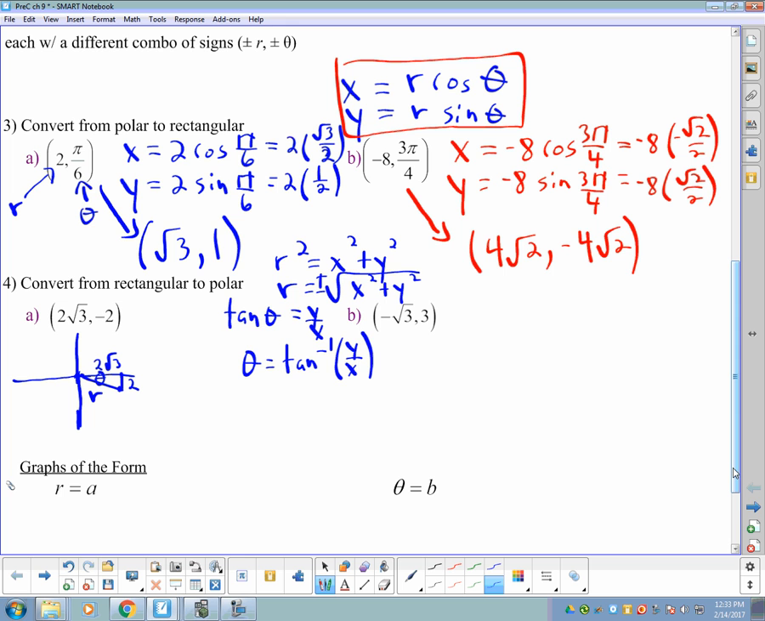So r is equal to the square root of 2 squared plus 2 root 3 squared. So I've got 4 plus, do you know how to do 2 root 3 squared? 2 times 2 is 4, and then root 3 times root 3 is just 3. So we end up with 4 plus 12, which is 16, which gives us an r of 4.